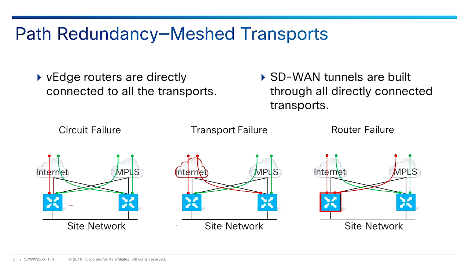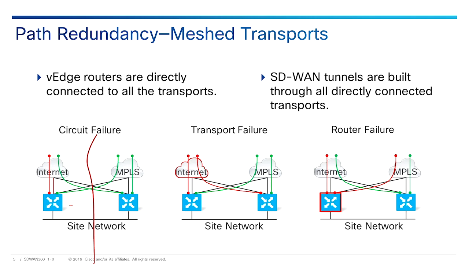So even though we have two redundant vEdges, both of them share the same services. It isn't like one is connected to MPLS and the other one's connected to the internet. They're both equal. Basically, the SD-WAN overlay tunnels are built through all directly connected transports, so both of them are basically the same. They're essentially a mirror of each other. Either side provides the same thing.